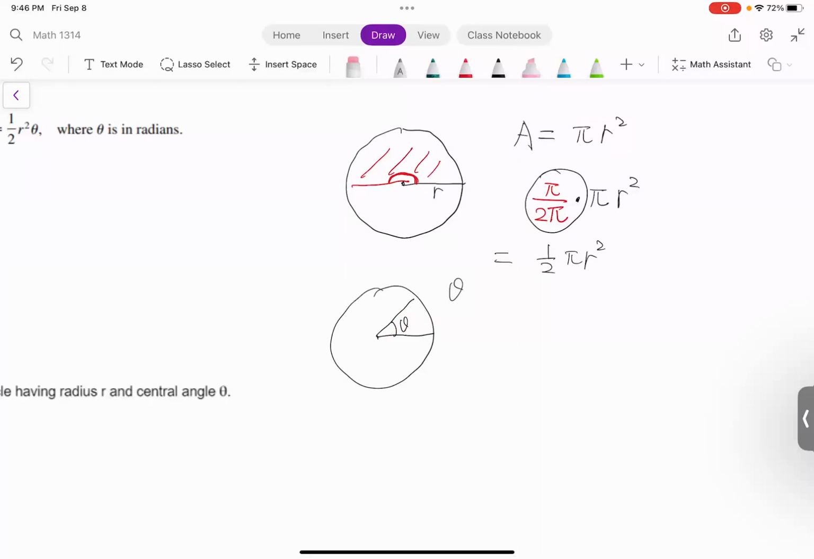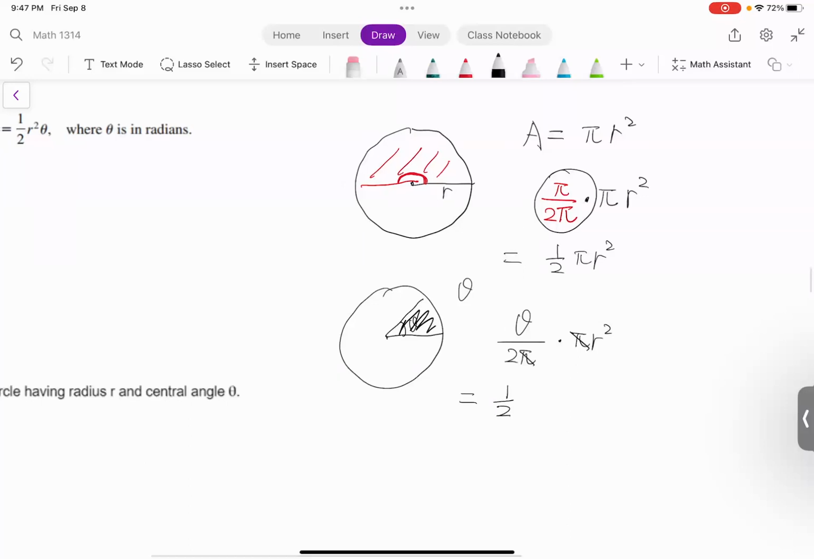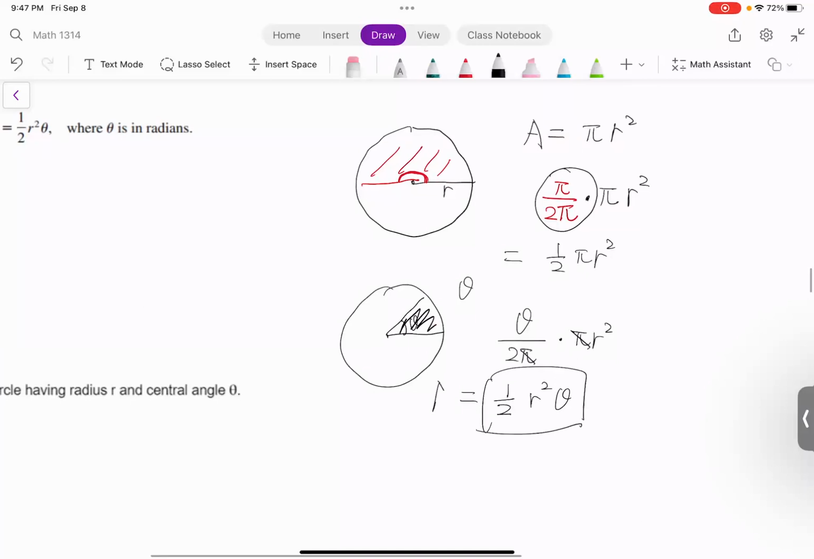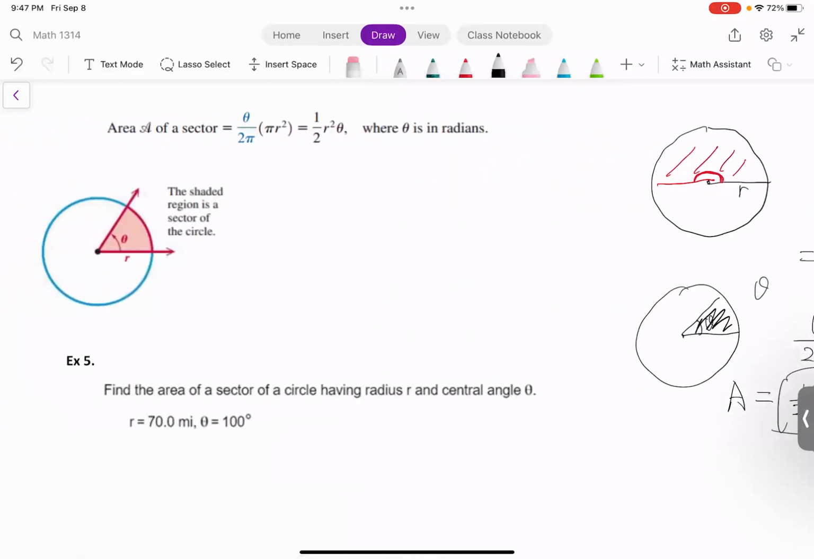I can use my theta out of the full rotation, 2 pi, and then multiply by pi r squared, the area of the circle, and then I can find the sector's area. Then do the cancellation: pi cancels, and I can move the 1/2 in front. 1/2 r squared theta is the formula to find the area of the sector. We proved how we found it. That's 1/2 r squared theta, where theta is in radian mode.